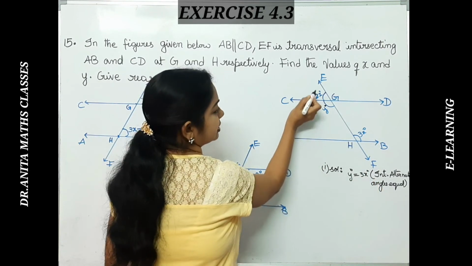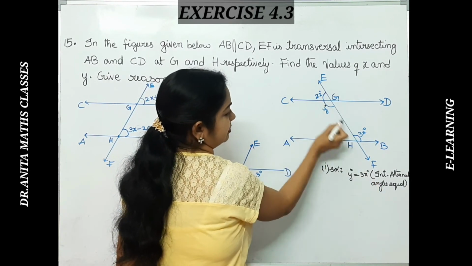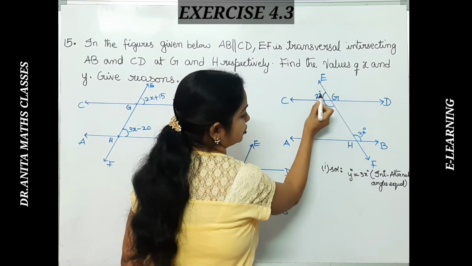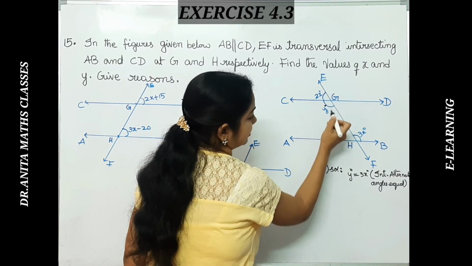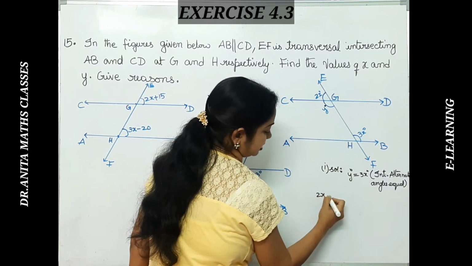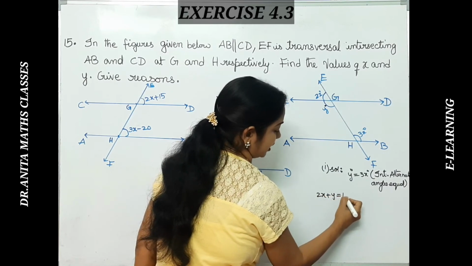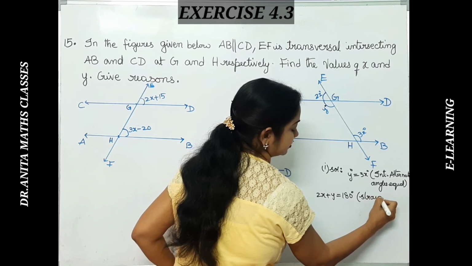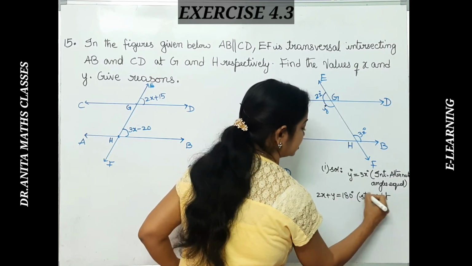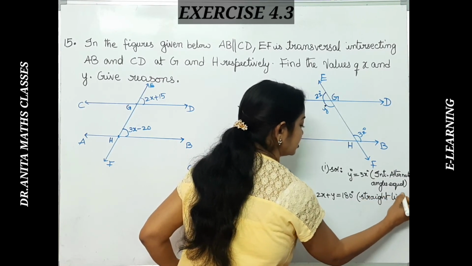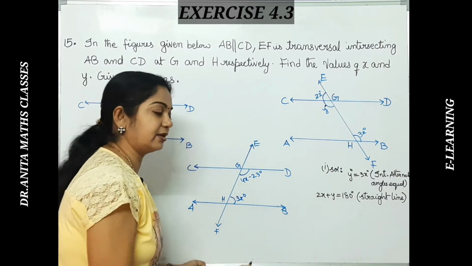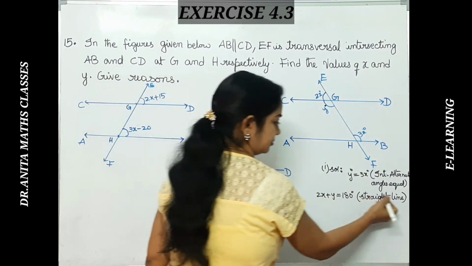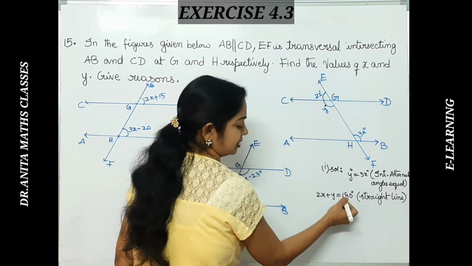Now here, EF is a transversal, but this is a straight line, isn't it? So 2x plus y is a straight angle. 2x plus y equals 180 degrees. The reason we mention is that a straight line makes a straight angle.